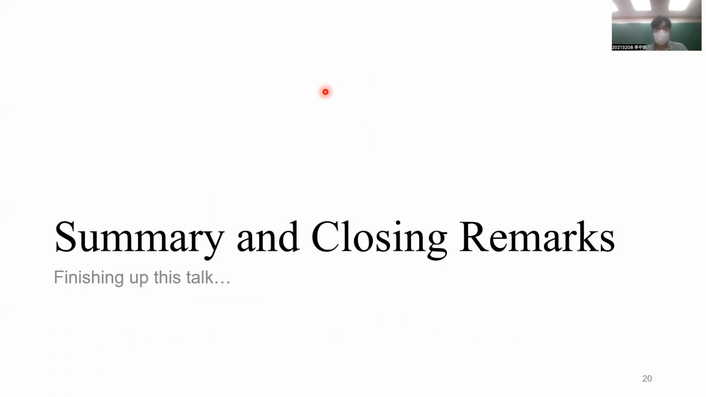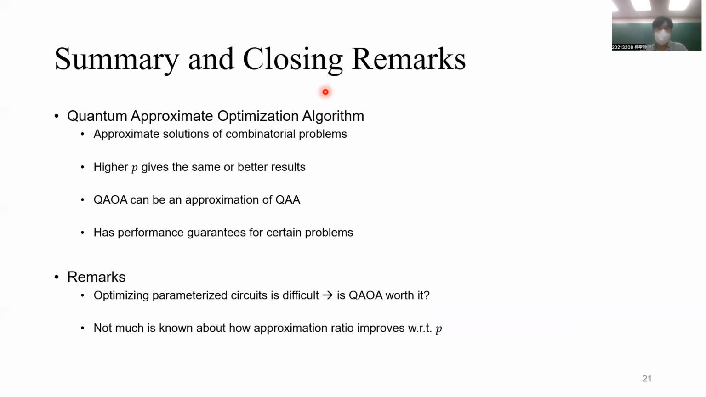And now I'd like to finish up with the summary, and hopefully I can summarize what we've learned today. So the QAOA algorithm gives approximate solutions of combinatorial problems. And we know that higher P gives the same or better results than low P results. We know that QAOA works because it can be an approximation of QAA. And also it has performance guarantees for certain problems. So these are the main points in the paper.